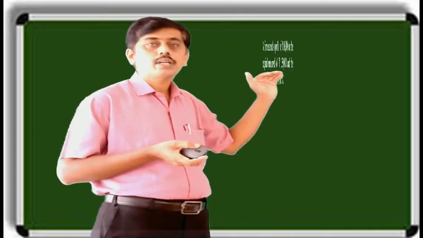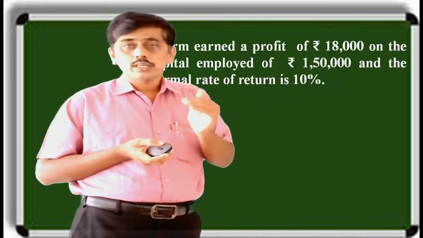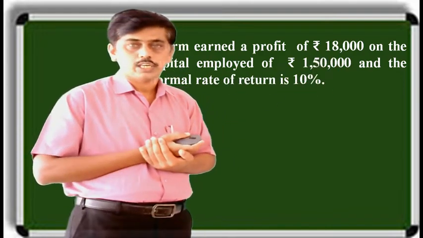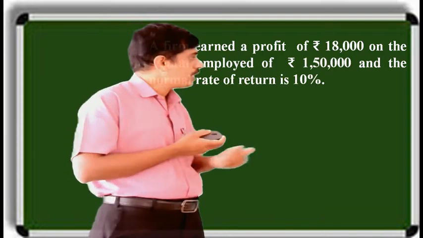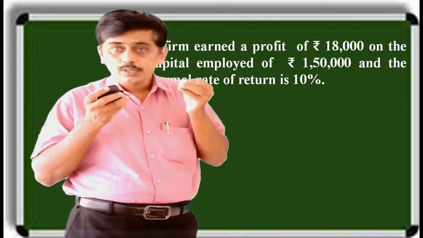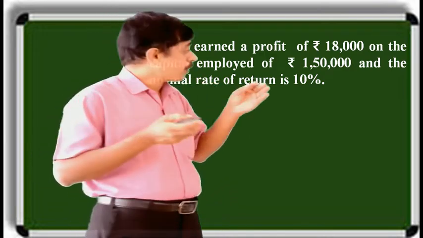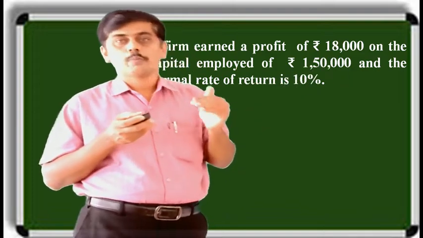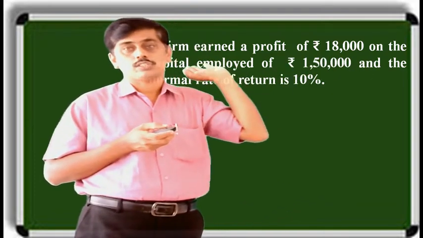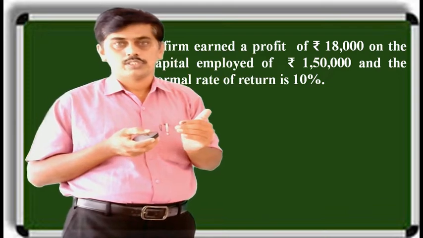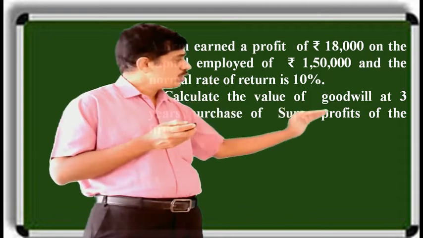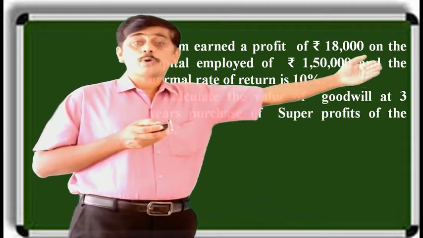What is that example? A firm earned a profit of rupees 18,000 on the capital employed of rupees 1,50,000. Assume A has invested rupees 1,50,000 and earned a profit of rupees 18,000. And the normal rate of return is 10%. And you are asked to calculate the value of goodwill at 3 years purchase of super profits of the firm.